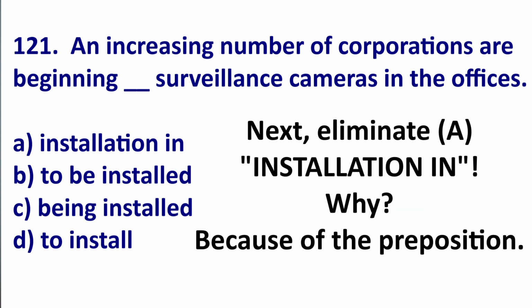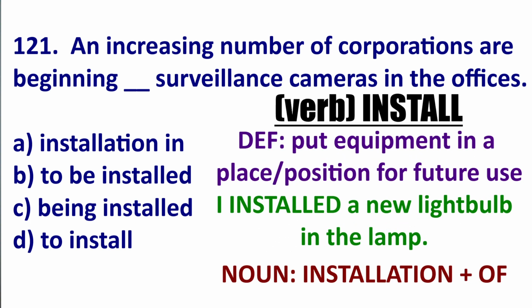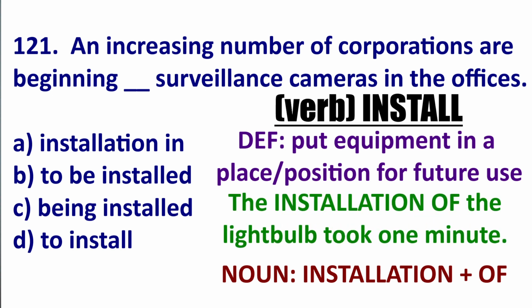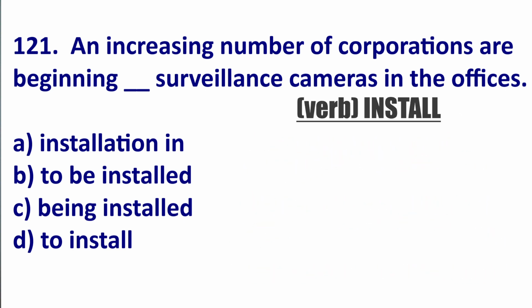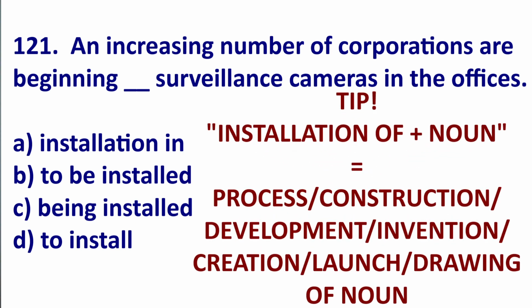Next, eliminate A. Install means to place equipment somewhere so you can use it. For example, I installed a new light bulb in the lamp. Now, the noun form is installation. So I could say the installation of the light bulb took 1 minute. So when you talk about what you install and you use installation, it is the installation of something.